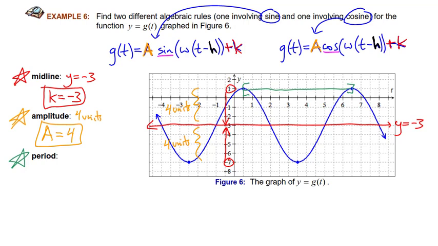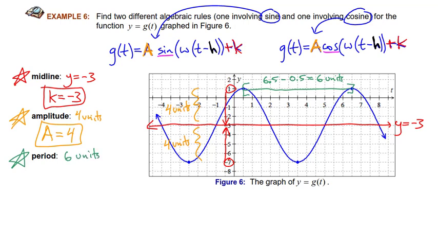It looks like the ending point here is 6.5 units, and the beginning point is 1/2 or 0.5 units. And if we do the subtraction, we see that the period is 6 units. So we can list the period as being 6 units.